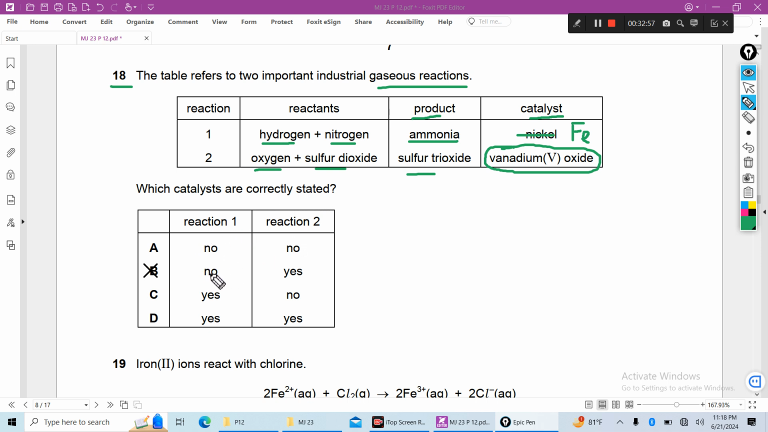So which catalysts are correctly stated? Reaction 1 is not nickel; iron catalyst is used in manufacture of ammonia by the Haber process when hydrogen reacts with nitrogen. Reaction 2, when sulfur dioxide reacts with oxygen to produce sulfur trioxide, vanadium(V) oxide catalyst is used. This is true. So B is the right answer.